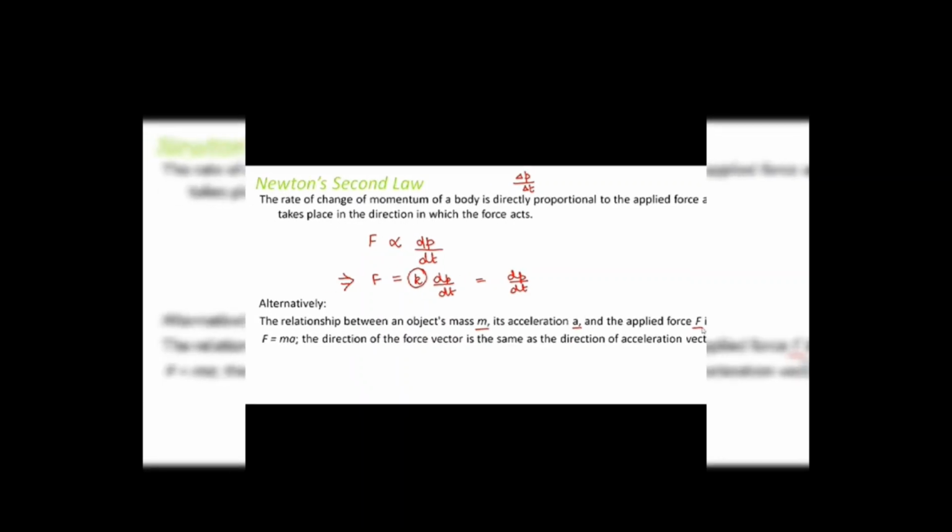Alternatively, the second law is stated as the relationship between an object of mass m, its acceleration a, and the applied force F, given by F is equal to m into a. The direction of the force vector is the same as the direction of the acceleration vector. Here F is a vector quantity, force is a vector quantity, and acceleration is also a vector quantity.